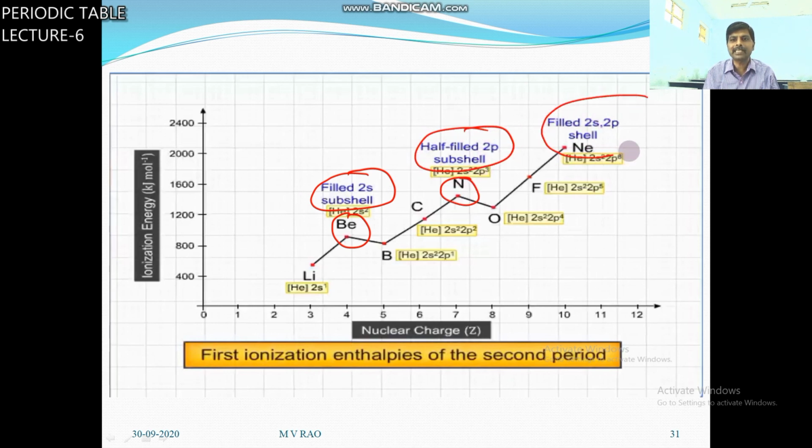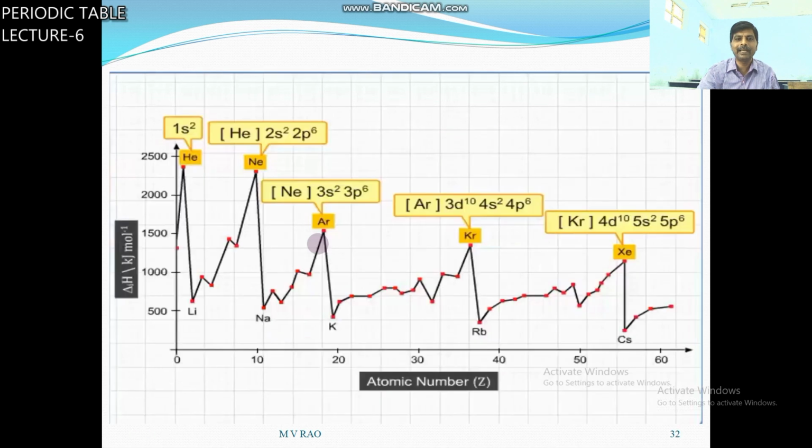Why does neon have the highest IP value? Completely filled. So the element with the highest IP value in the second period is neon. Least IP value is lithium. You can see here, in the third period the least is sodium and the highest is argon. Potassium is least in the fourth period, krypton is highest.